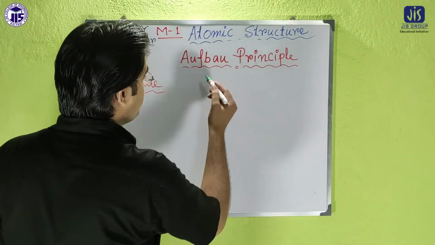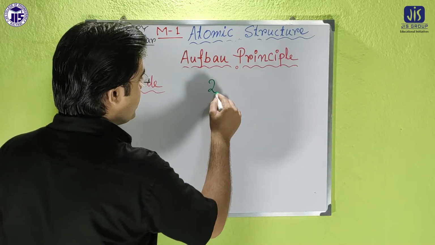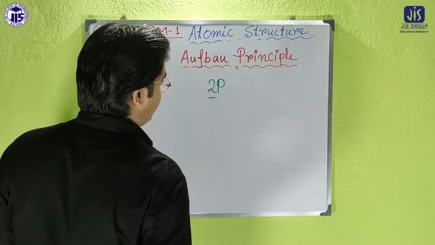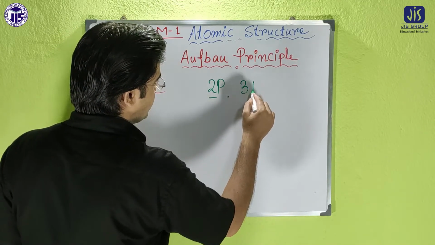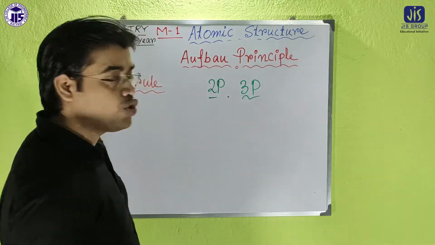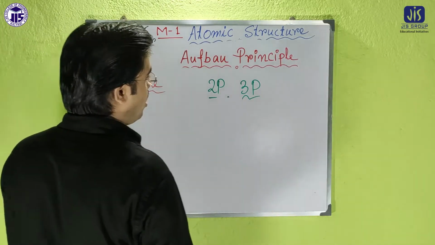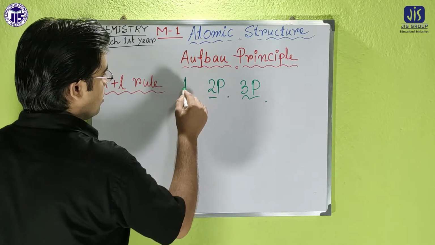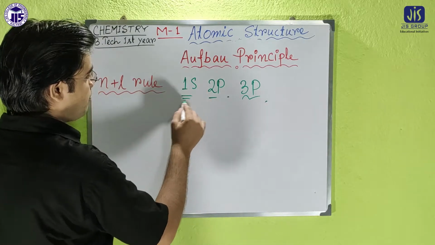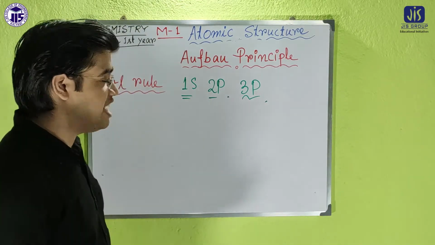For example, if you take the example of the 2p and here is the 3p. Okay, 2p and 3p. Or I can give you another example. There it will be the 1s. Okay, so just calculate each and every case what will be the value of the n plus L.